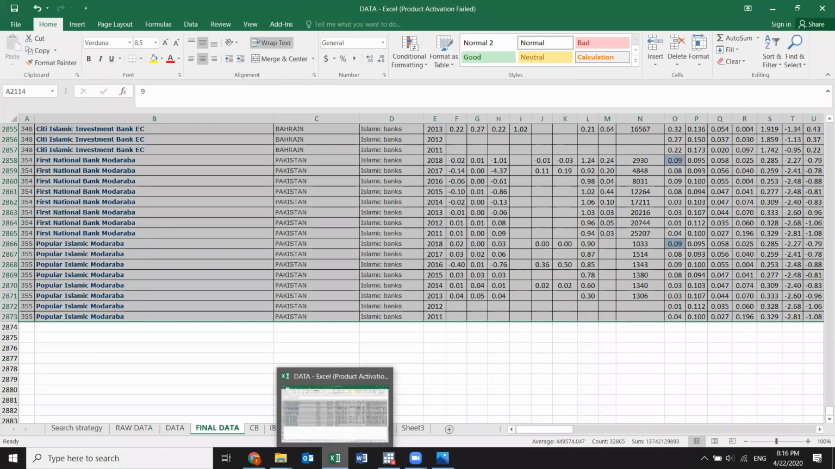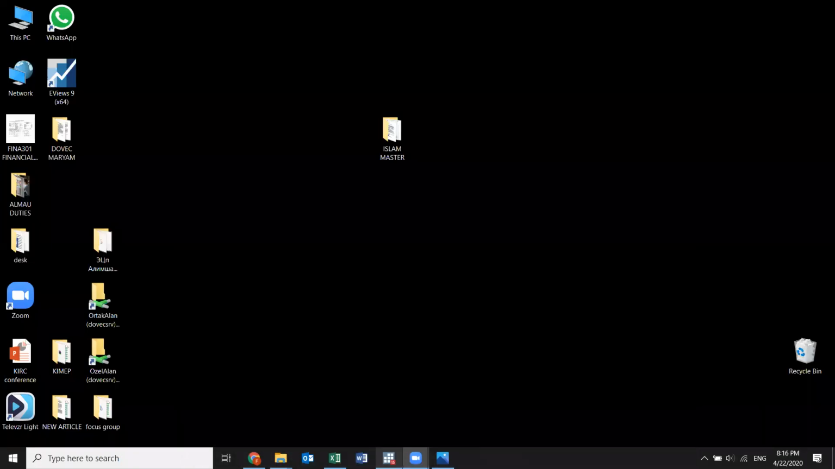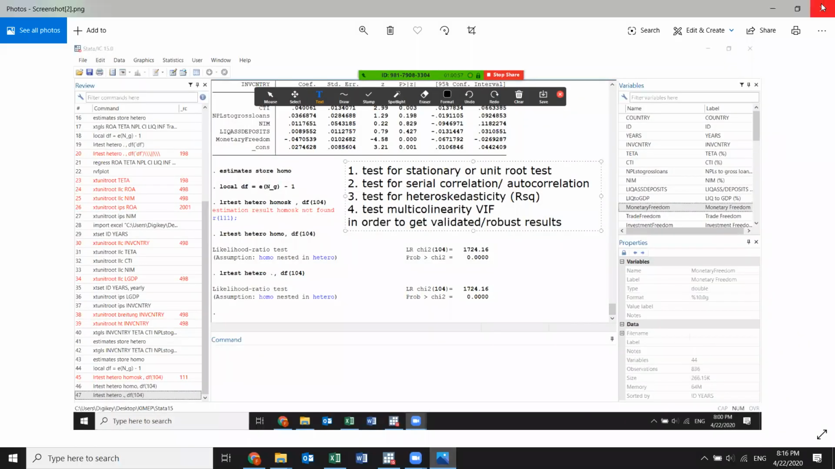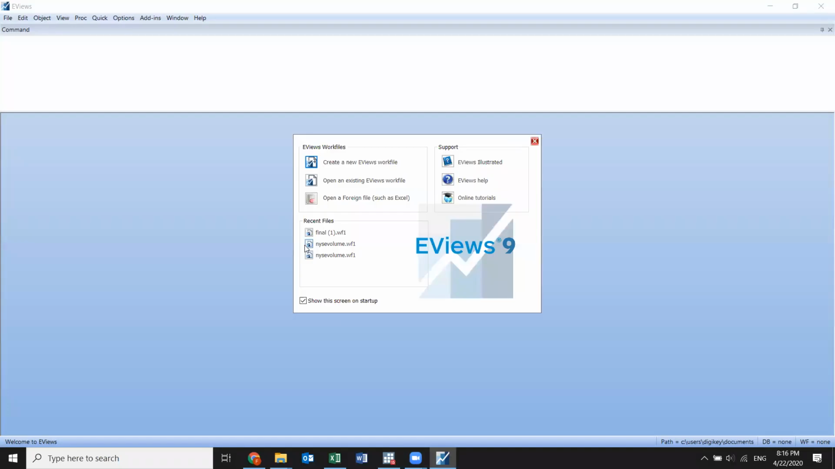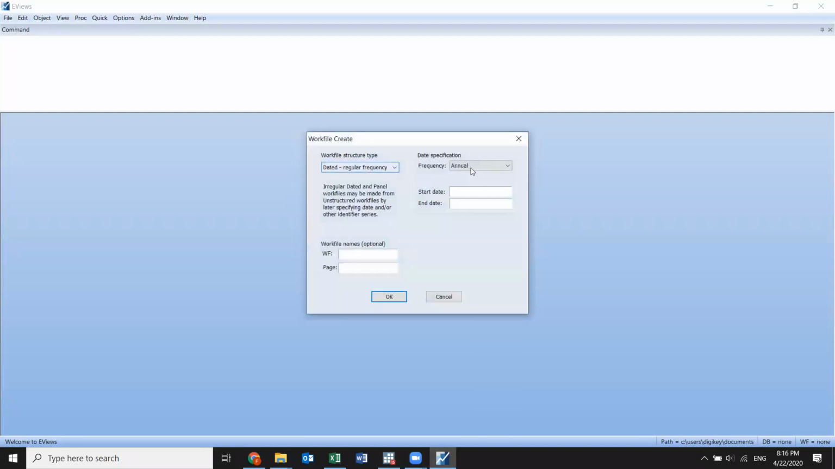EViews is also easily downloadable. Yeah, EViews is not easily downloadable, but I have the EViews and I can share it with you. You have to crack it. Okay, we're ready to do that. Okay, but it's good to have EViews and Stata, because something that you can do in EViews, you cannot do in Stata.